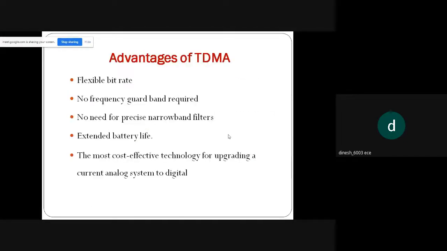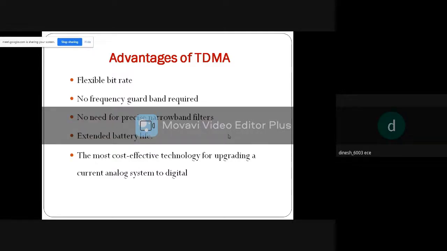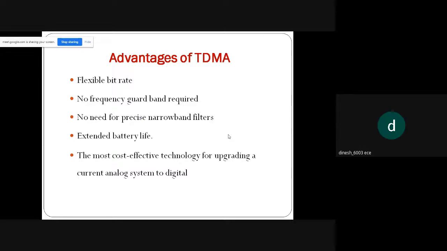Advantages of TDMA are that it has a flexible bit rate and no frequency guard band is required. We need not go for precise narrowband filters. Extended battery life is available. This is the most cost-effective technology for upgrading a current analog system to a digital one.